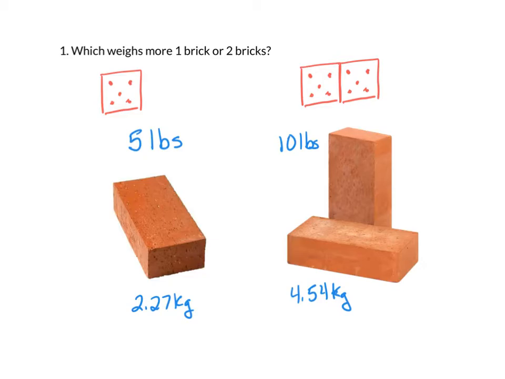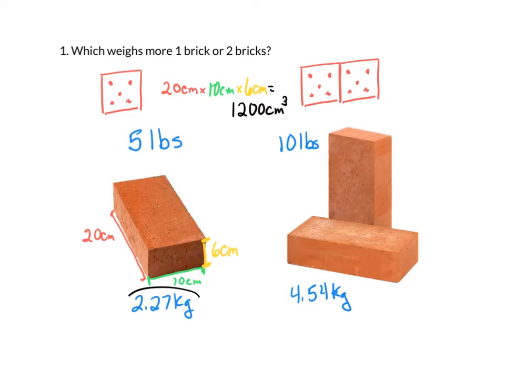For 1 brick, if the dimensions of the brick are 20 centimeters by 10 centimeters by 6 centimeters, we end up with 1,200 cubic centimeters as the volume of our brick. If the mass of 1 brick is 2.27 kilograms, then we would know that that is 2,270 grams. Now we're going to calculate the density.